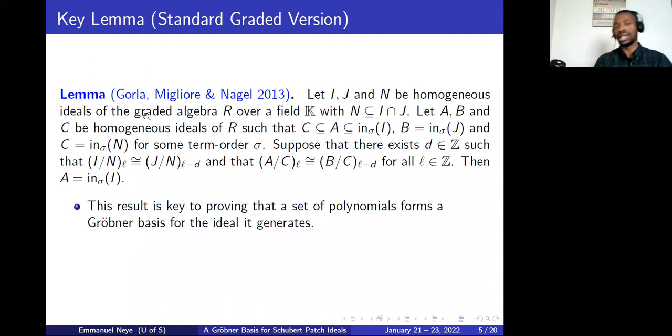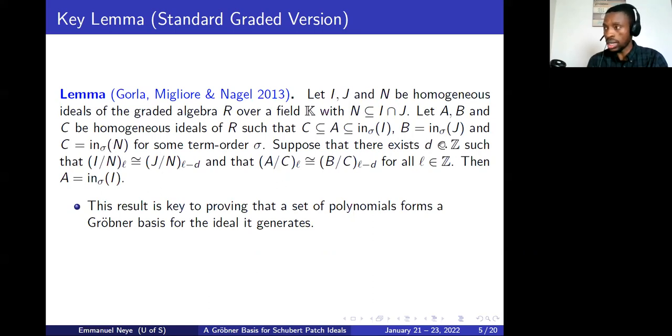So here is a lemma that makes the previous example work so well. In other words, it encapsulates all the steps involved in that example of an ideal of maximal minors, and is due to Gorla, Migliore, and Nagel. Let I, J, and N be homogeneous ideals of a graded algebra over a field K with this inclusion, and A, B, C are homogeneous ideals of R, they are monomial ideals with this inclusion satisfied, and B is the initial ideal of J with respect to this term order, and C is the initial ideal of N with respect to this term order.